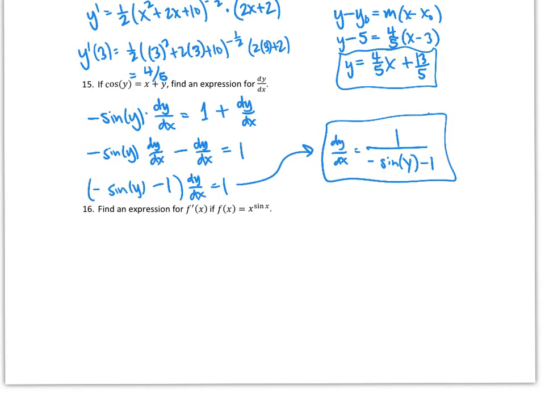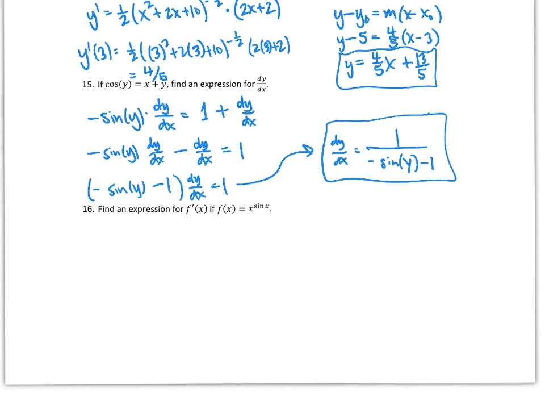Now finally, we need to take the derivative of an expression that looks like x to the sine of x. Now remember that none of our basic rules work here. If it was x to a power that was a constant, we could use the power rule. If it was a constant raised to a power that was a function, we could use our rule for exponential functions together with the chain rule. But because both the base and the exponent are functions, we need to use a different technique.